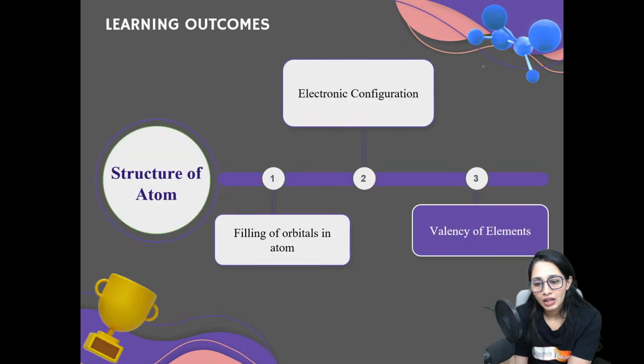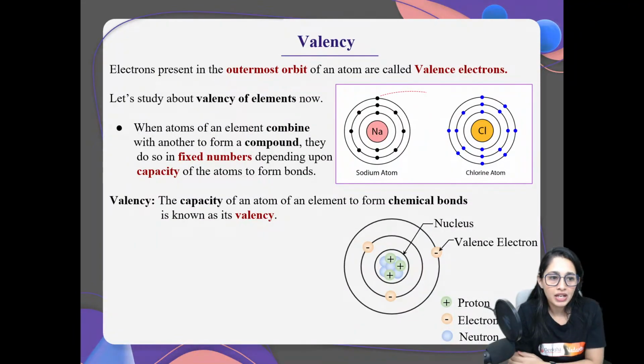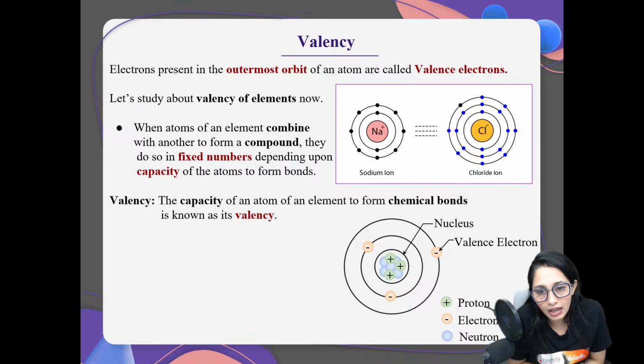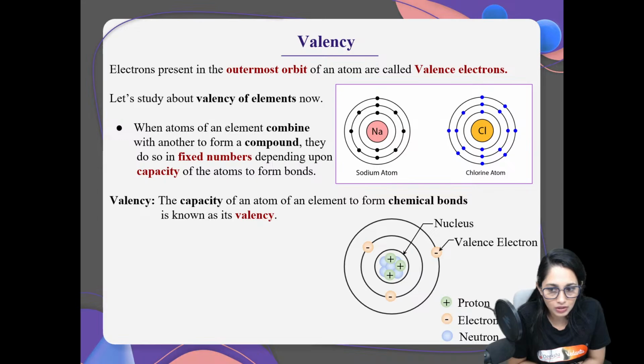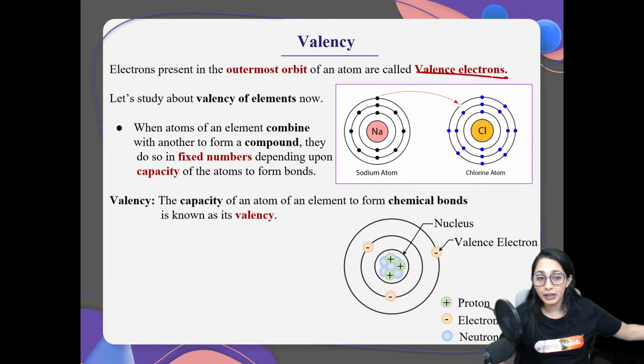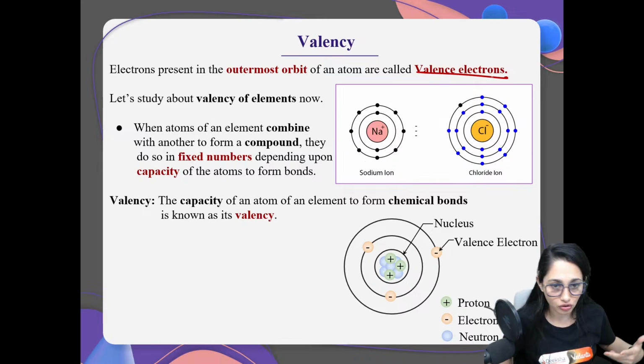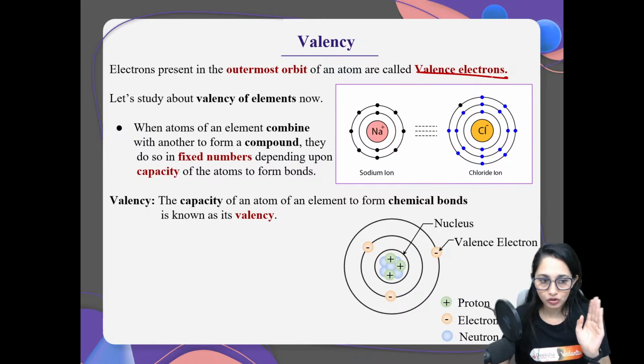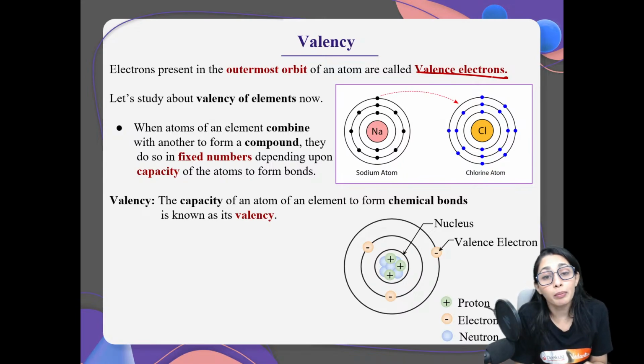Okay. Next, valency of elements. Valence electrons are the electrons present in the outermost orbit of an atom. How many electrons are present in that outermost orbit is the number of valence electrons. But what is valency? Valency is the combining capacity.